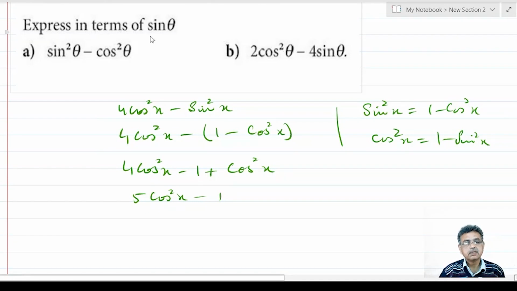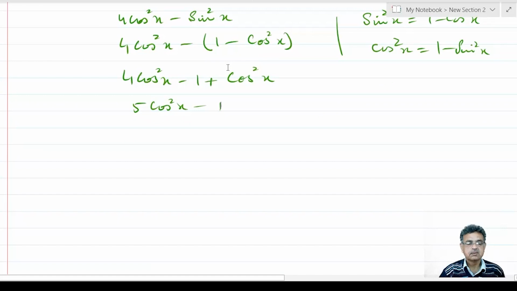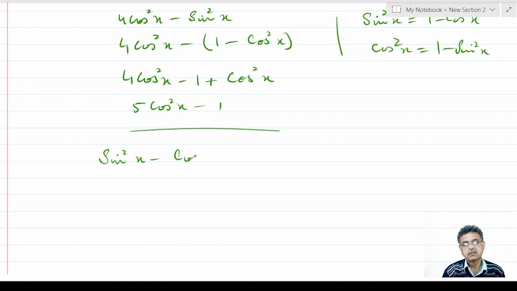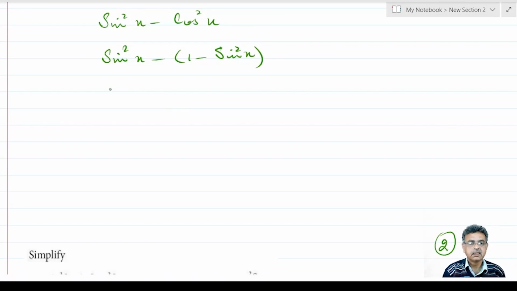Here, express in terms of sine x. Sine square x minus cos square x. It is asked to express in terms of sine x. So this cos square x will now be replaced by 1 minus sine square x. Then I write it directly. That will be 2 sine square x minus 1.